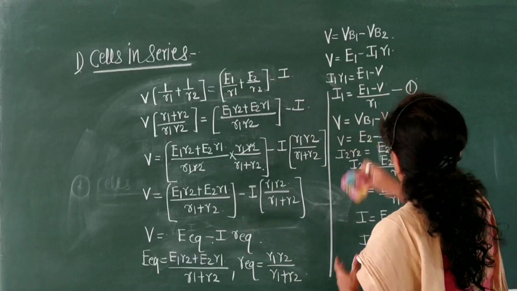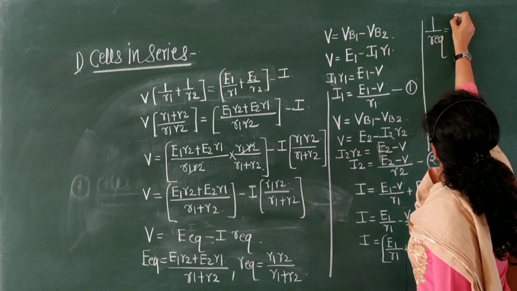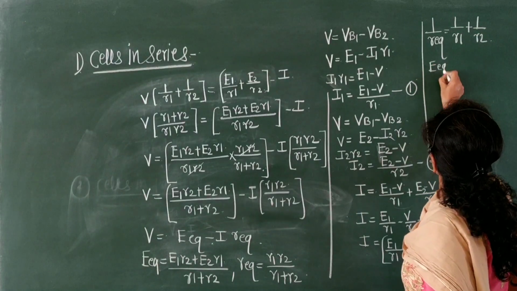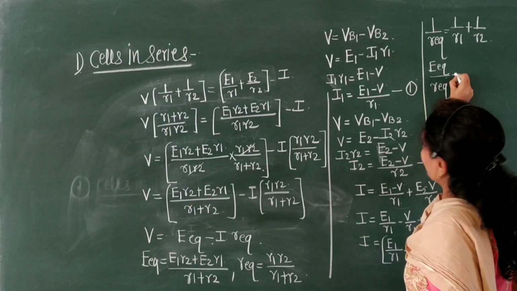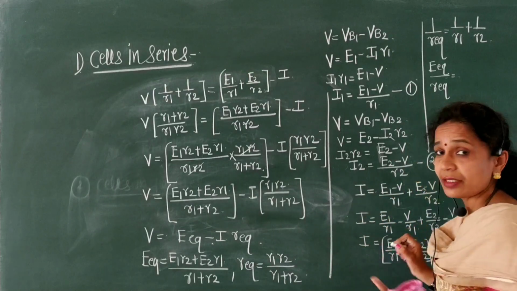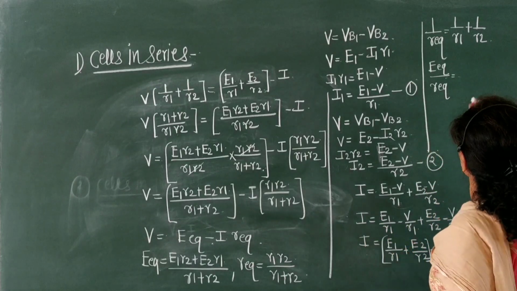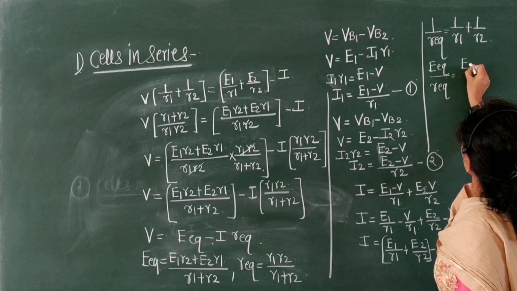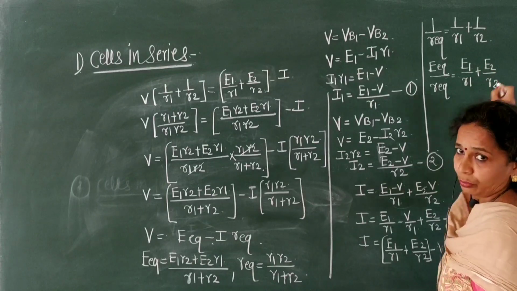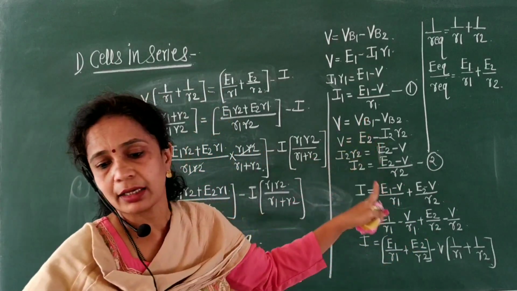That is, we can write 1 upon R equivalent is equal to 1 upon R1 plus 1 upon R2. E equivalent upon R equivalent: E equivalent means total EMF, resultant EMF, and R equivalent means total internal resistance or resultant internal resistance, is equal to E1 upon R1 plus E2 upon R2. This is the value of E equivalent upon R equivalent.